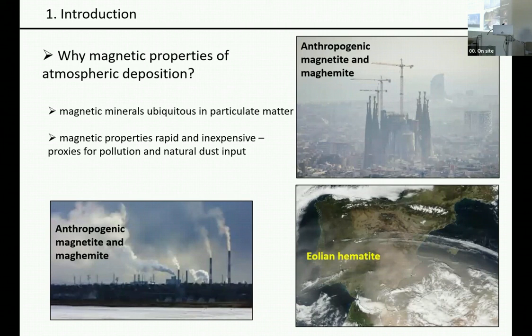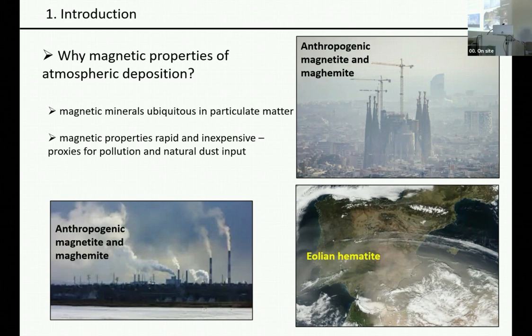Why are magnetic properties of atmospheric deposition important? There are two main reasons. The first one is that magnetic minerals are ubiquitous in particulate matter. More specifically, it has been reported from a large number of studies in different places over the world that urban and industrial environments contain anthropogenic magnetite and maghemite, which are two minerals very similar in composition and magnetic properties. In addition to these anthropogenic magnetic minerals, hematite has been reported as a very common constituent of natural aeolian dust.